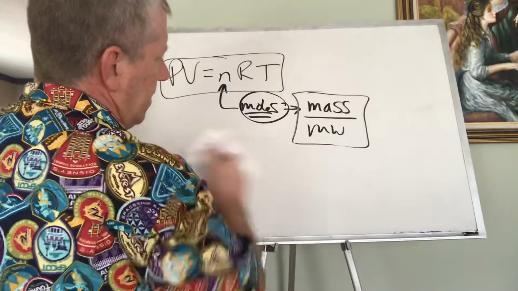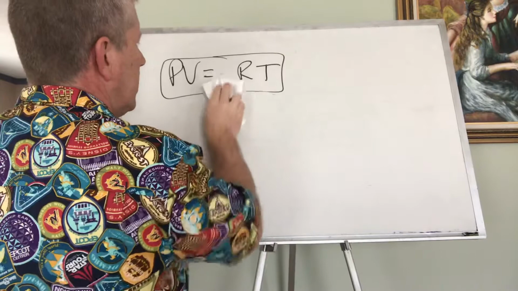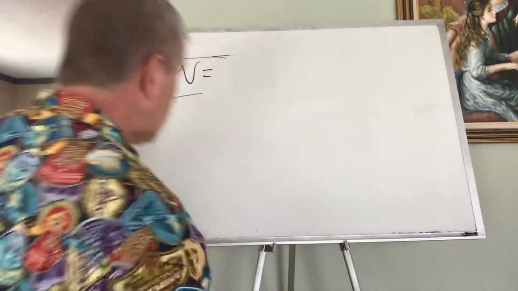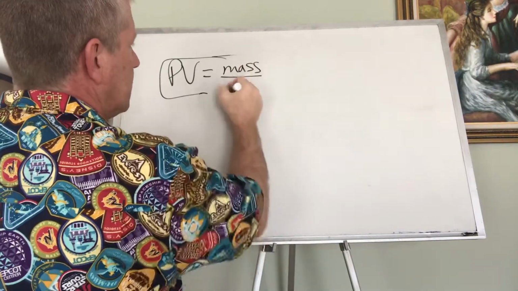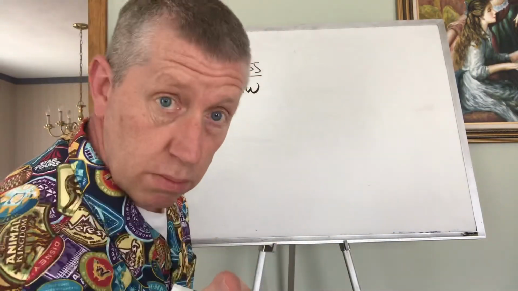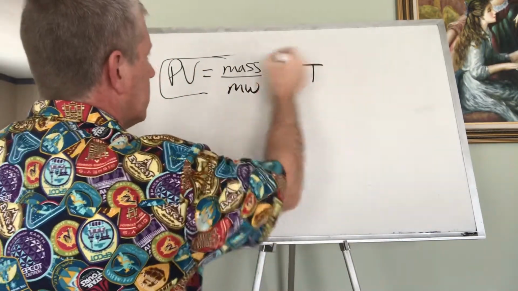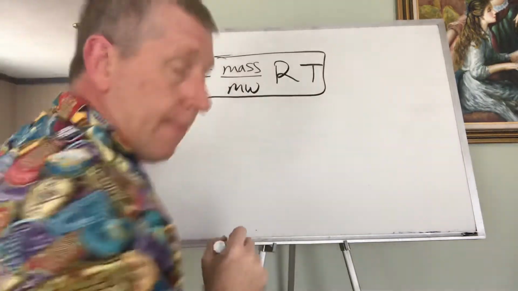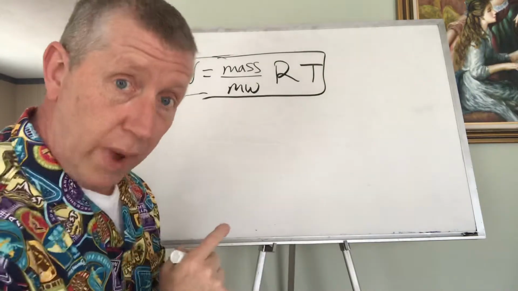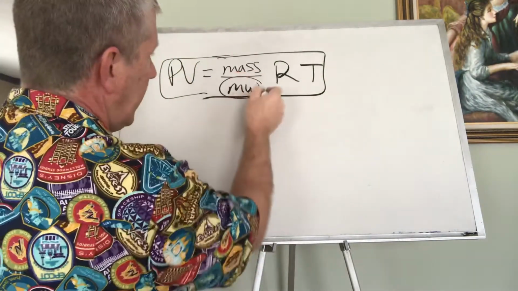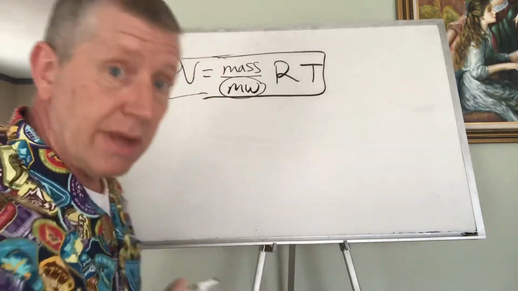All right, let's take the ideal gas law and make a substitution. We'll substitute in mass divided by molecular weight, which is how we get moles, times RT. This comes in handy in your notebook. You can use this version of the equation to solve for molecular weight, or you can move it around a little bit and solve for density.